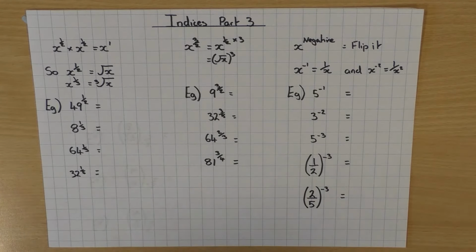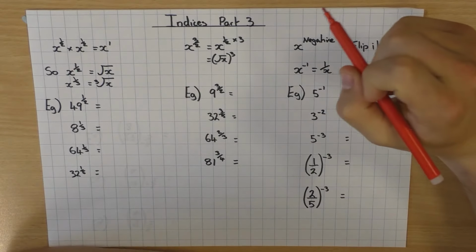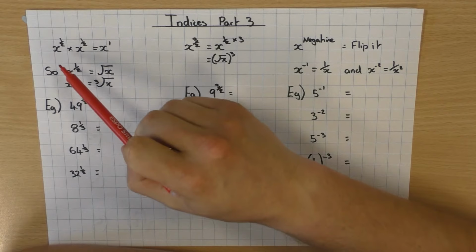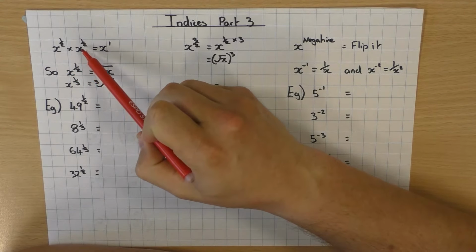Okay guys, in this video we're going to continue our work with indices and have a look at some more rules, namely what happens if we have an index or a power that's a fraction. As you can see by this example here, I've got x squared to the power of a half times x squared to the power of a half.